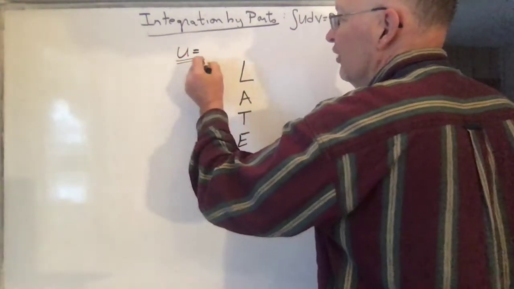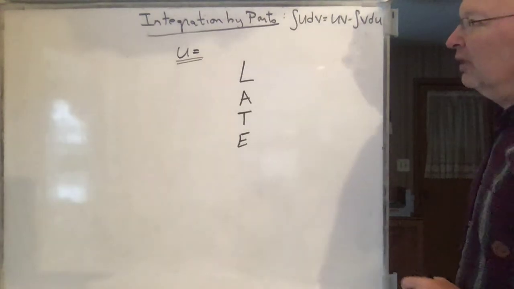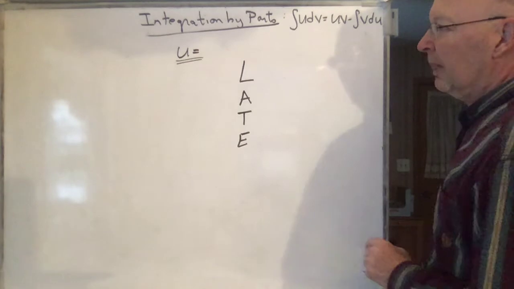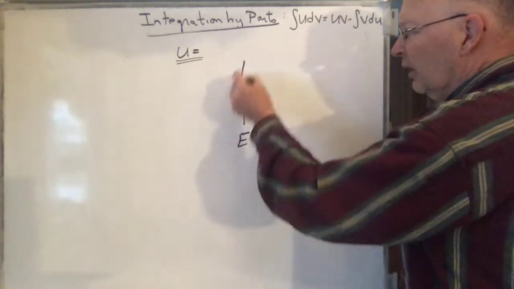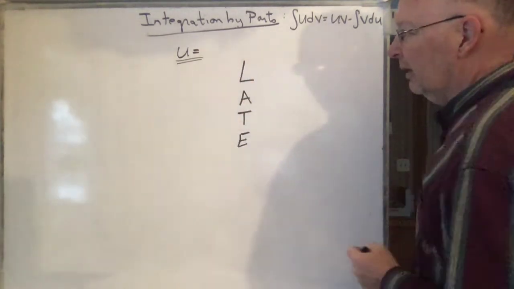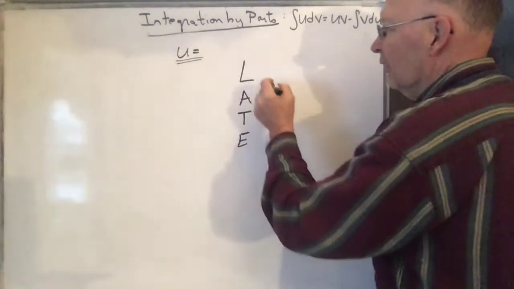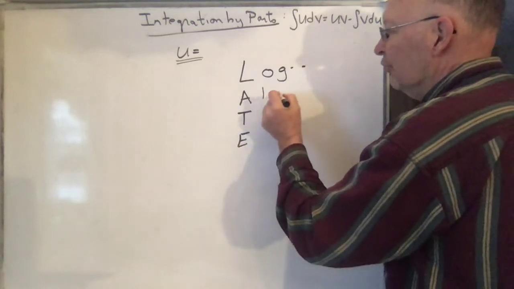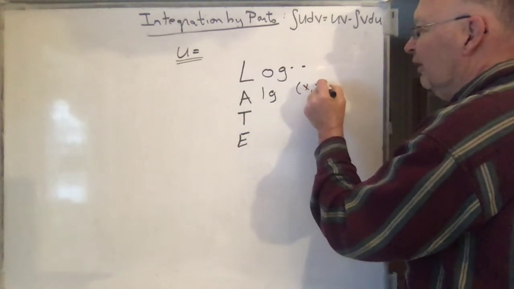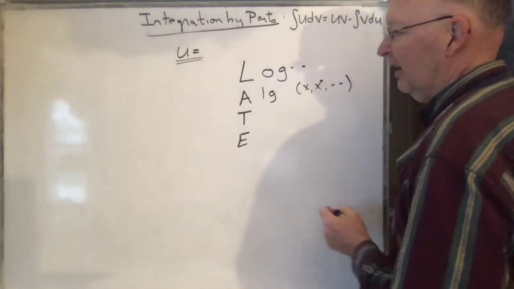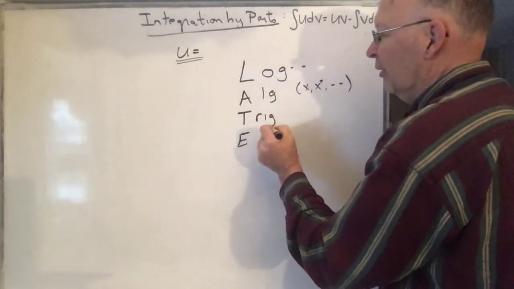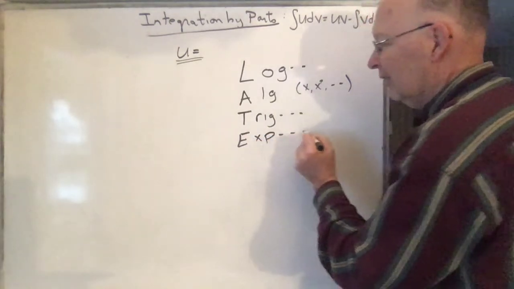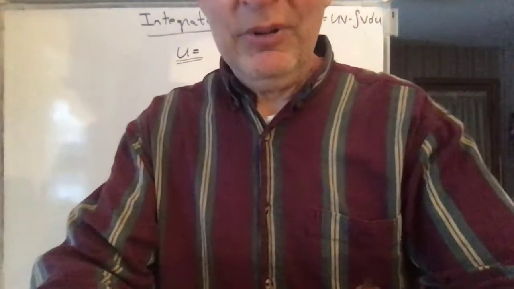And he said, this is how you know what you should let your u be equal to. What choice should you have for u? You go down the word LATE, and whatever the first thing you come to is, that's what you let u be. So what kind of functions are these? L stands for logarithmic. A stands for algebraic, things like x, x squared, things like that. T, what's that going to stand for? That's trigonometric, which we've already used. The last one is what? Exponential. Right? Pretty cool. It just happens to work out that way.